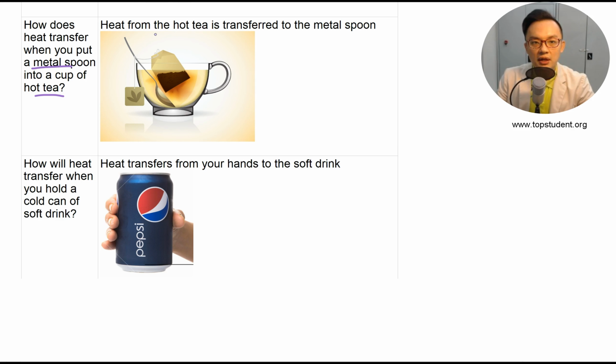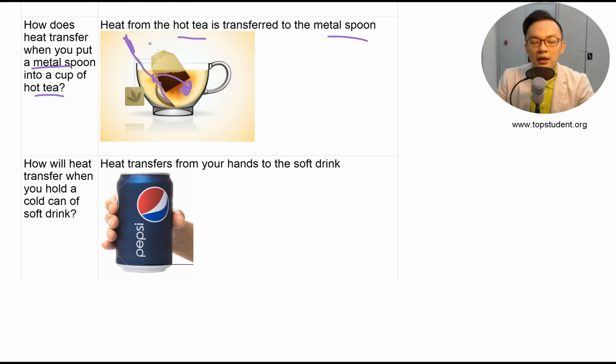So how does heat transfer when you put a metal spoon into a cup of hot tea? We went through this just now. Heat from the hot tea is transferred to the metal spoon. So this is the hot tea. Alright, it will transfer the heat to the metal spoon, and then the metal spoon will start to feel hot. Now interestingly, this part of the spoon is going to be hot as well.